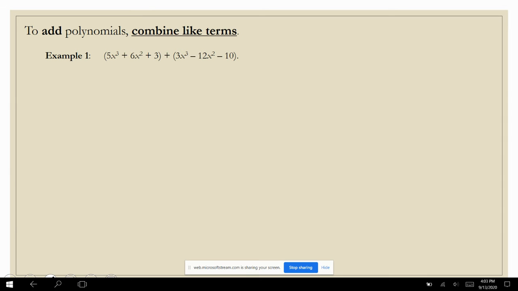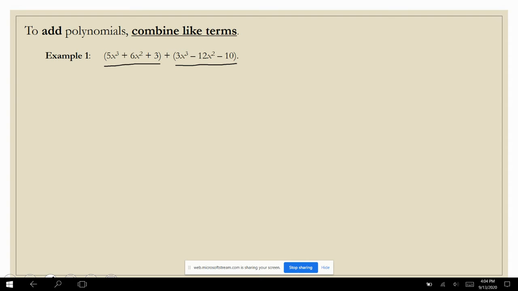So our first example is adding polynomials. So we have 5x cubed plus 6x squared plus 3x plus 3x cubed minus 12x squared minus 10. So polynomial just means many terms. So our two polynomials are these two expressions that you see in parentheses, the 5x cubed plus 6x squared plus 3, and the 3x cubed minus 12x squared minus 10. And they're called polynomials because we are adding or subtracting multiple terms to each other.